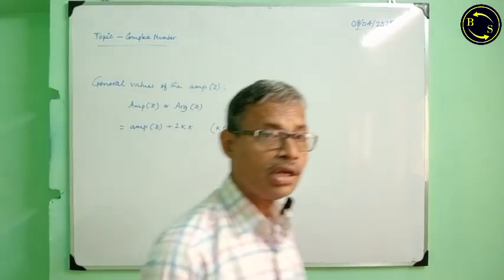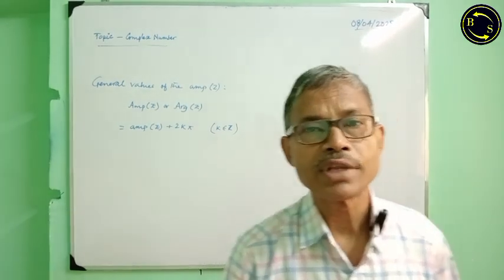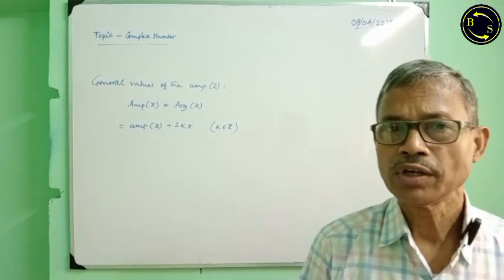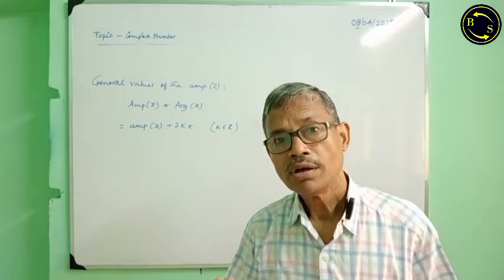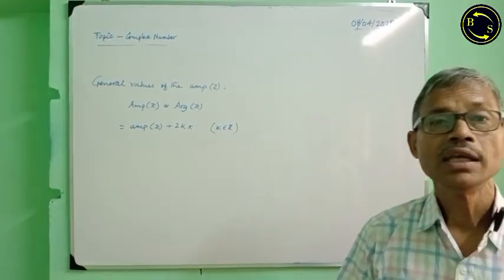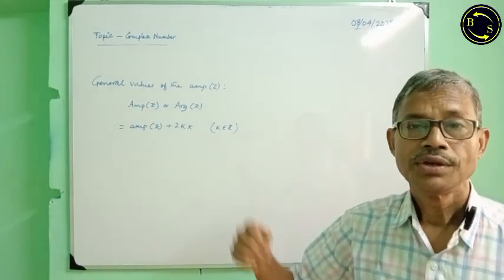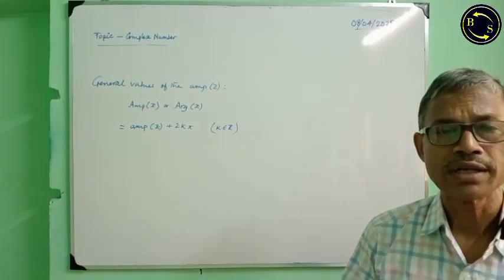Therefore, if it is not mentioned, we mean the principal value of the amplitude of z or argument of z. Now, if you are required to find the general value, we apply this. Now I am going to discuss a few problems related to modulus and amplitude.